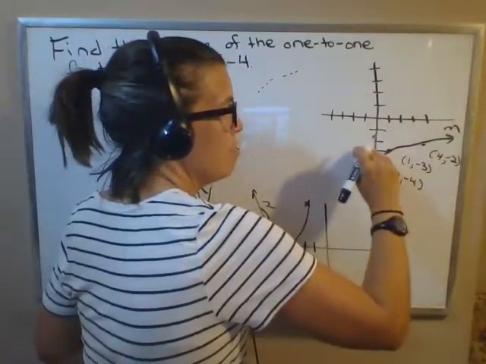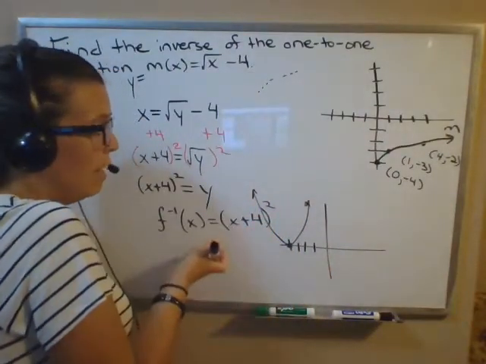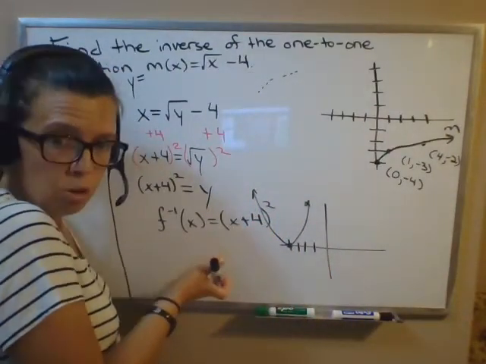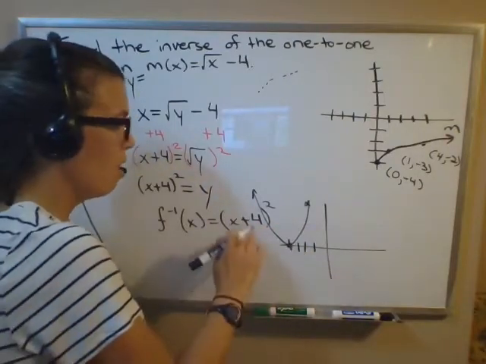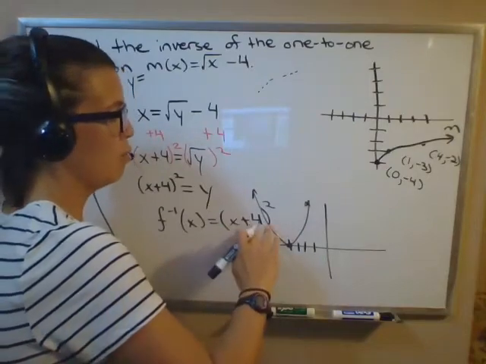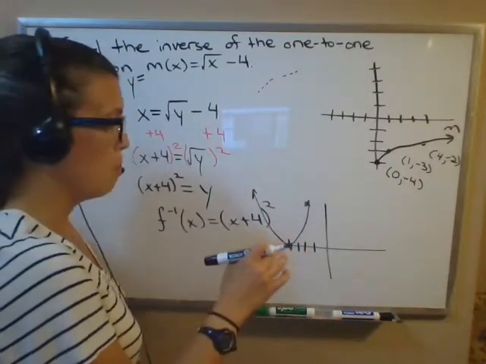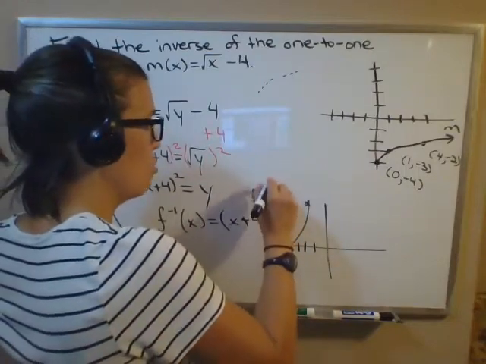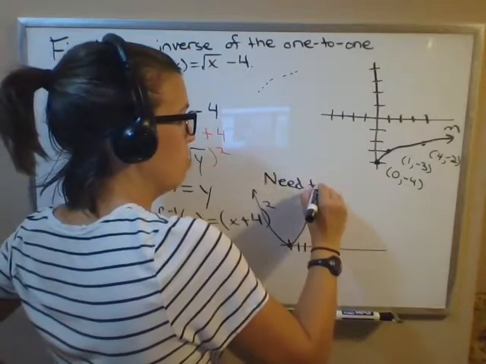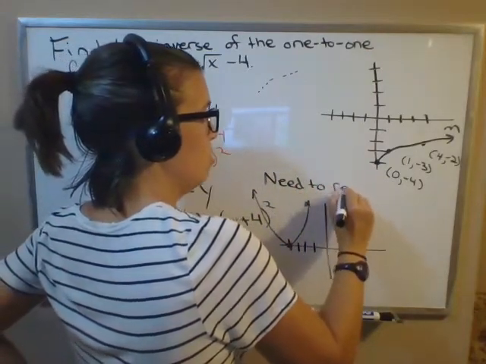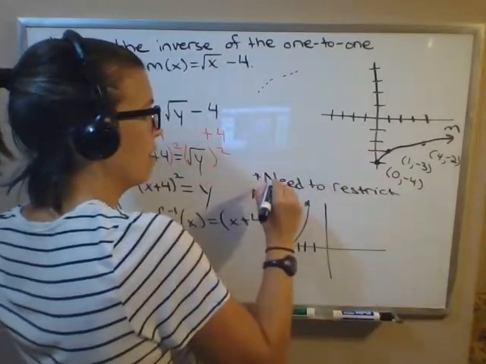The graph passes the horizontal line test. It's a one-to-one function. The instructions told us it's one-to-one. Now the inverse function should also be a one-to-one function. So this can't be right. We can't have x plus 4 squared as the inverse function unless we restrict the domain. This is going to need a restricted domain. Otherwise it's not one-to-one. So we need to restrict. And that's what makes this problem a little more complex.